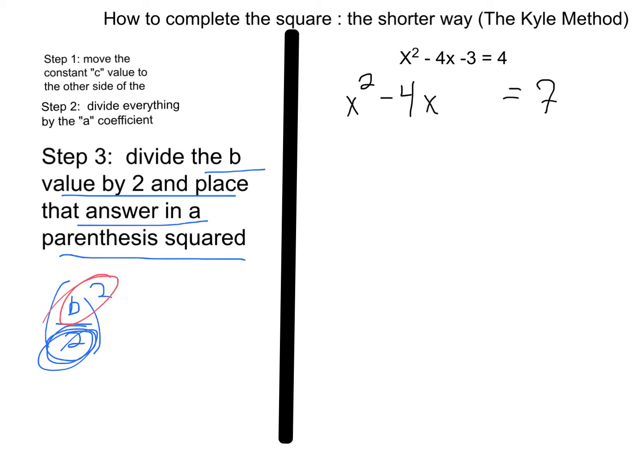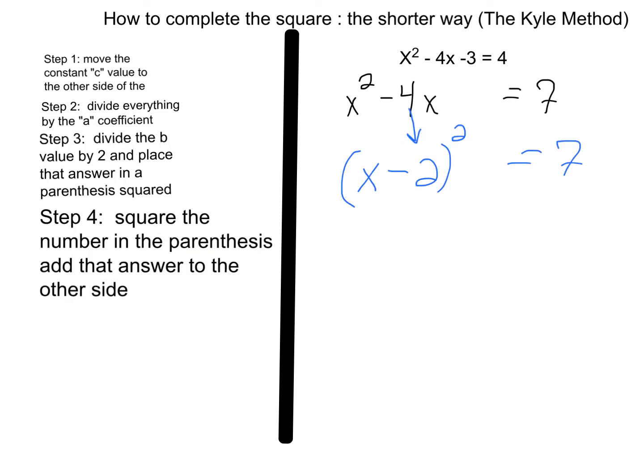Okay? So, what this first step says to do is we're going to take a parenthesis squared. Okay? We're going to take this guy divided by 2. So you get x minus 2 squared. Okay? Then, now that we have this part, we are then going to square the number inside the parentheses and add that answer to the other side.